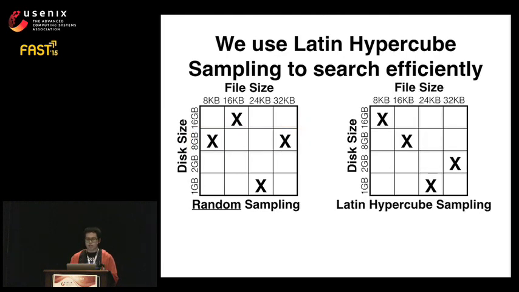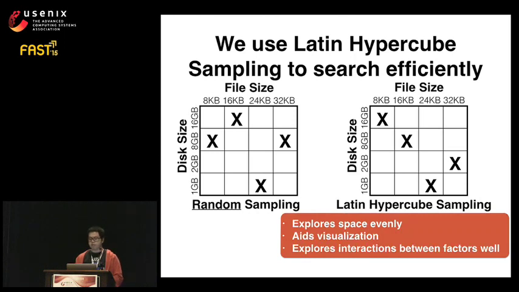Now let's look at Latin Hypercube sampling. Latin Hypercube sampling guarantees there is only one sample in each row and each column. If you follow the highlighted rows and columns, you'll find that each time there is only one sample in the rectangle. So in general, Latin Hypercube sampling explores the space evenly, and it helps visualization. Also, it explores the interaction between factors well.